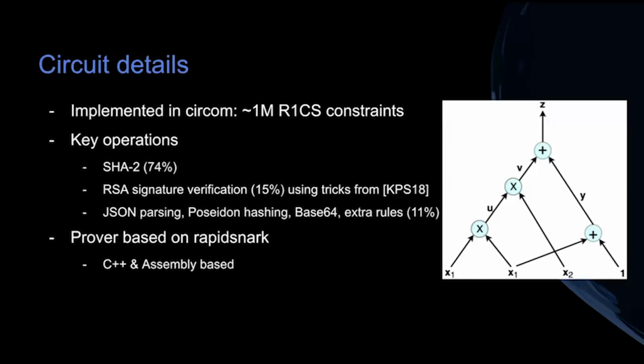Talking about the circuit itself, the key burden here is really the signature verification. As I said, it uses RSA signatures, which implies that there's a bunch of SHA-2 computation, which takes about 75% of the constraints, and RSA signature verification, which takes about 15%. We spent a good chunk of time trying to optimize everything other than these two, which at the end of the day only took about 11%.